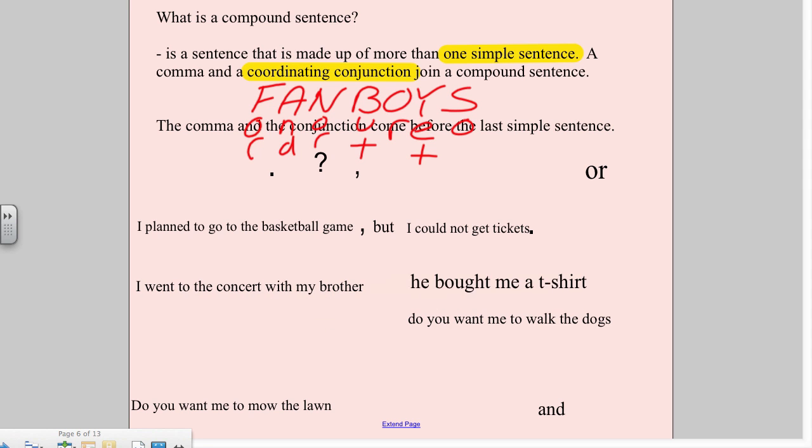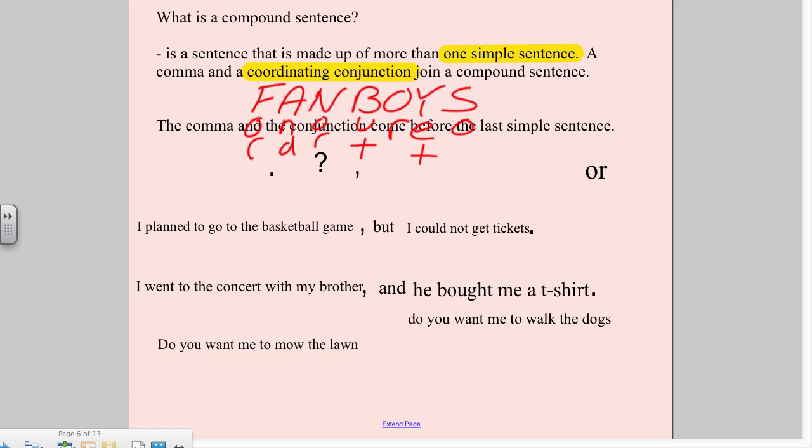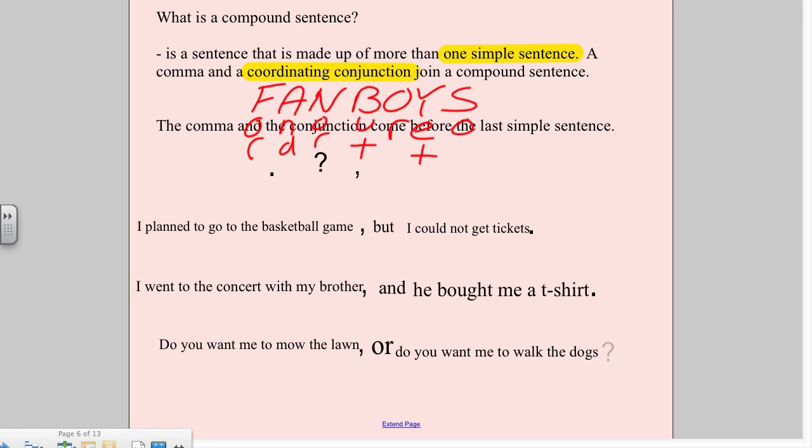I went to the concert with my brother, comma, right? And he bought me a t-shirt. What a nice guy. Do you want me to mow the lawn? Or do you want me to walk the dogs? Question mark. And those are your examples. And notice you have coordinating conjunctions with a comma, putting your independent clauses together. And that's it.